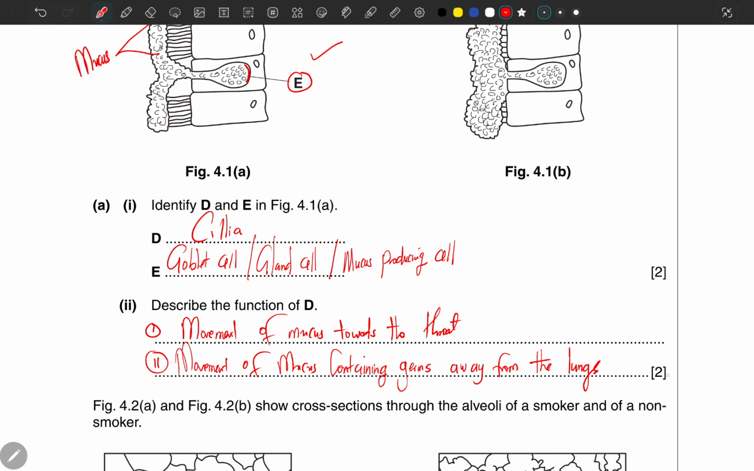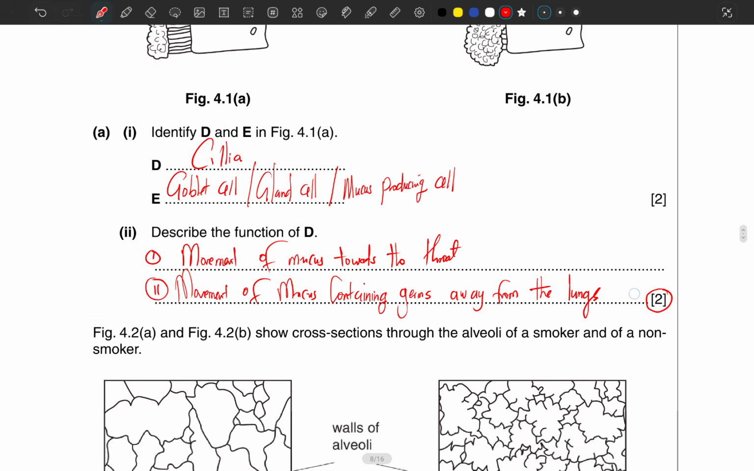This is why they put 2 marks there, is for you to state two functions. You don't want to ignore the number of marks allocated. Look at the number of marks. How many points are required? 2. Provide them. All right.